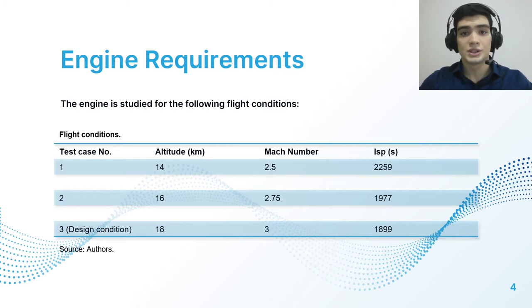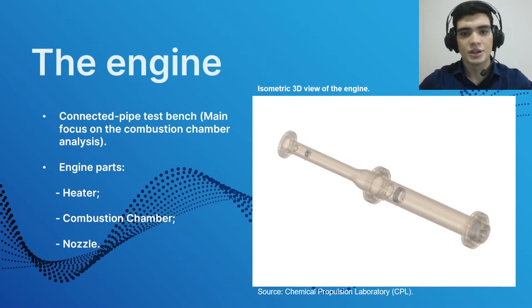The engine was tested for 3 different flight conditions, and parameters that define these flight conditions can be seen on the table. On the image, it is seen the isometric 3D view of the engine. The engine is assembled in a connected pipe test bench, which has the main focus of the analysis of the combustion chamber, and it is composed by 3 parts: the heater, the combustion chamber, and the nozzle.